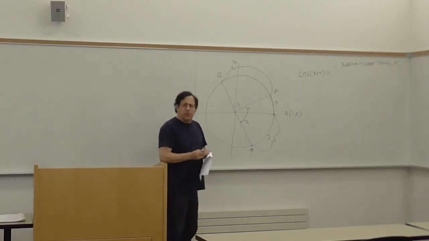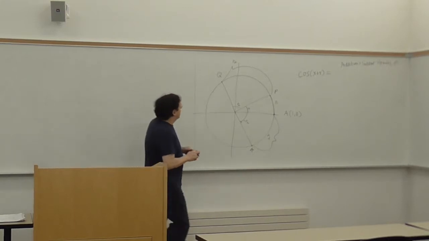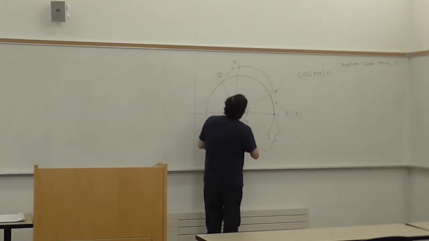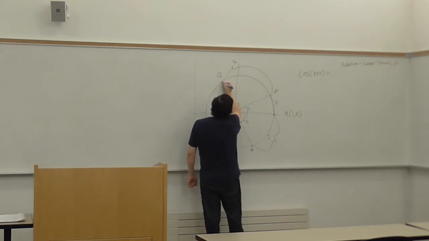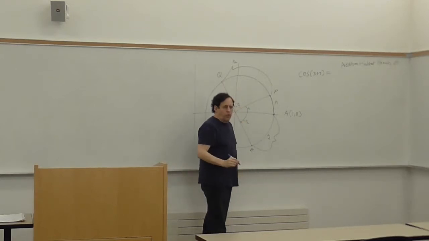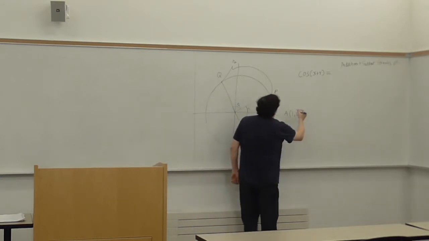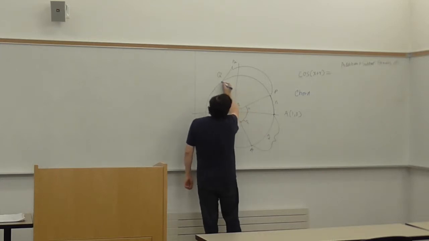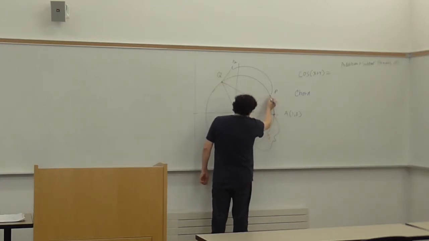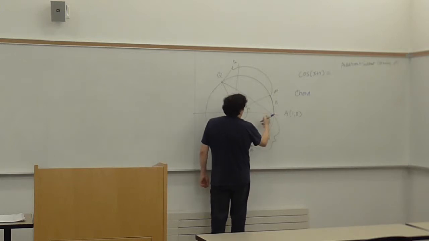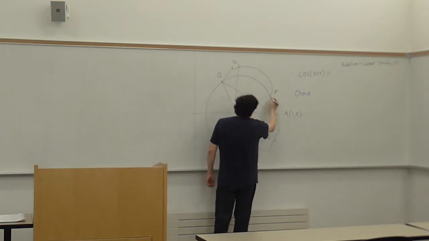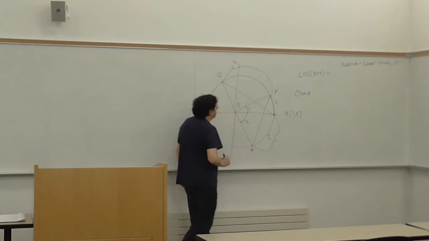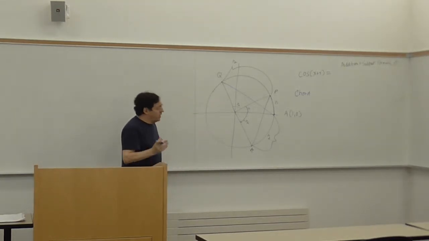The way this proof is going to work is we're going to take a look at two chords. Chords, remember what a chord is? It's a line between 2 points. We're going to draw two chords here, QA and PR. And first I'd like to establish geometrically that they are the same length.